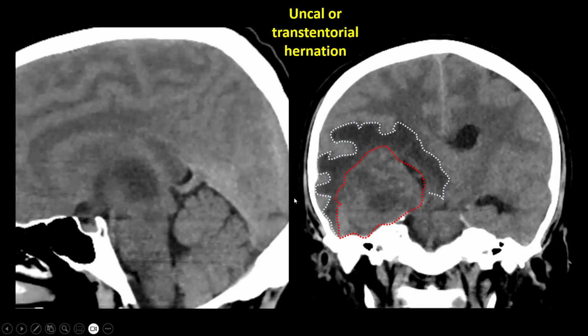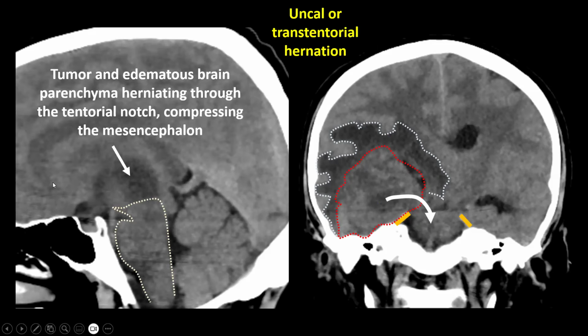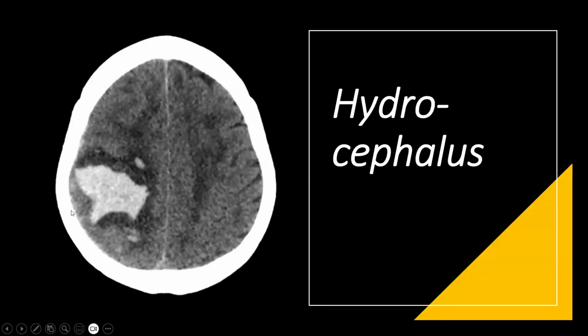I'm going to remove these. Yes, can you see it? These very faint, dense lines. And we see that the brain parenchyma is herniating over the tentorium on the right side. In the mid-sagittal plane, we would normally expect to see the third ventricle over here. Instead, we see part of the tumor causing compression of the surface of the midbrain.